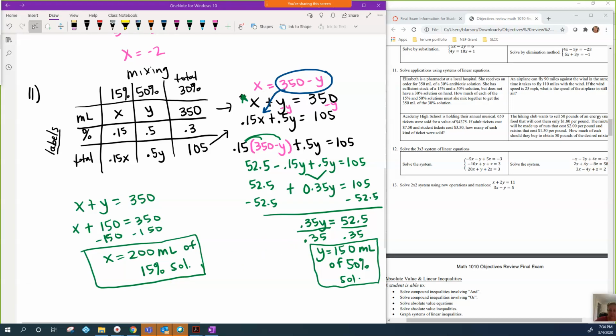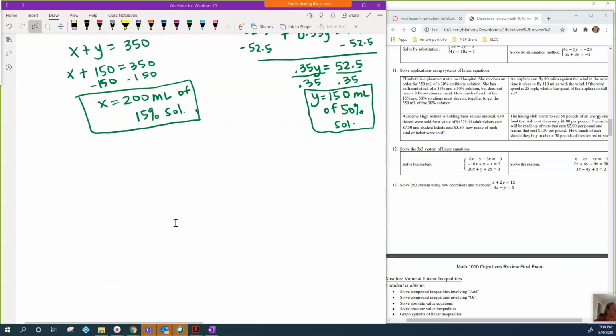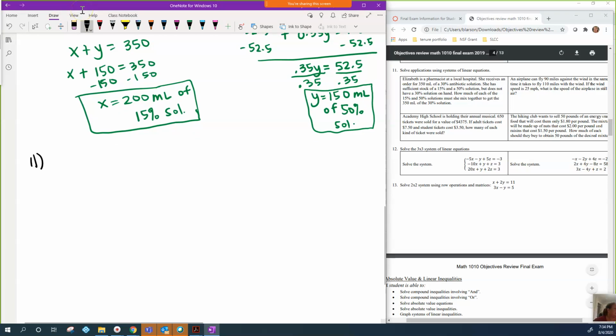Okay, let's see. All right, let's look at the one right next to it, the airplane one. It's still part of number 11. I wish they had these numbered like A, B, C, D or something, but the other one on number 11: an airplane can fly 90 miles against the wind in the same time it takes to fly 110 miles with the wind. If the wind speed is 25 miles per hour, what is the speed of the plane in still air?